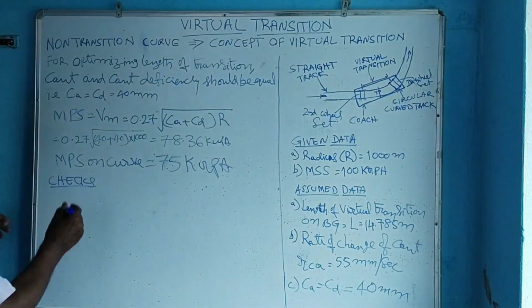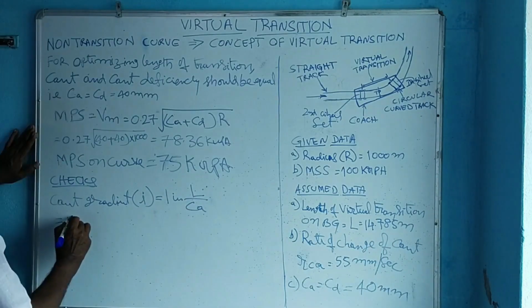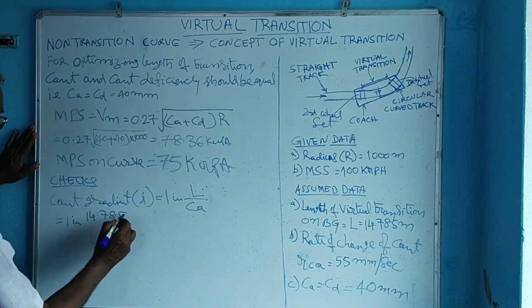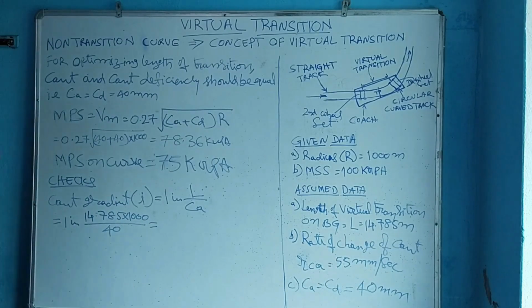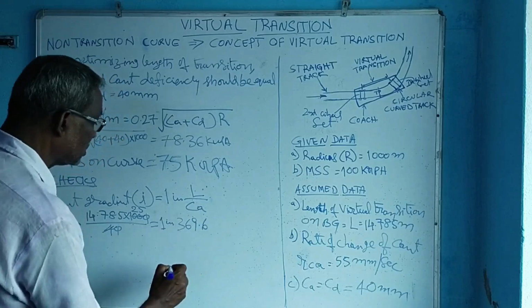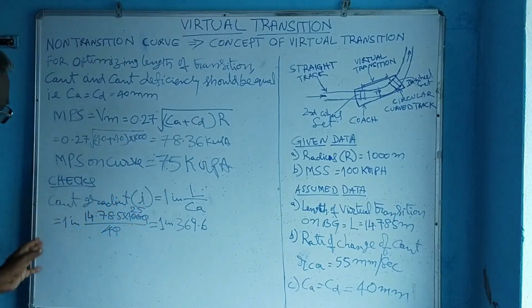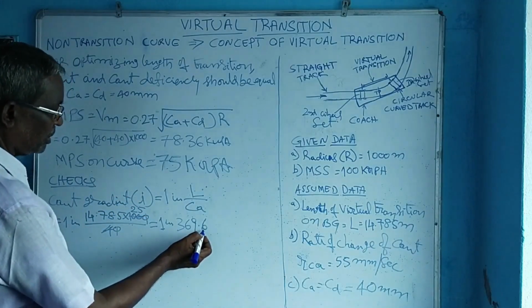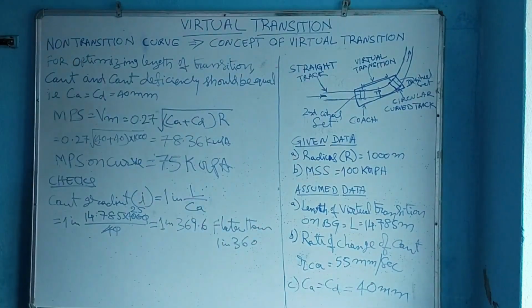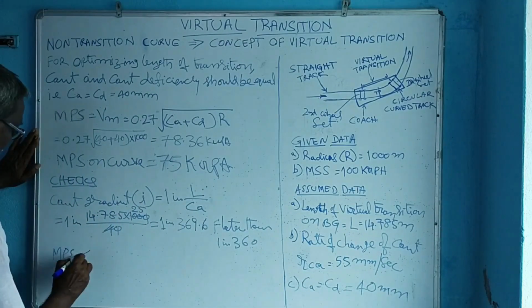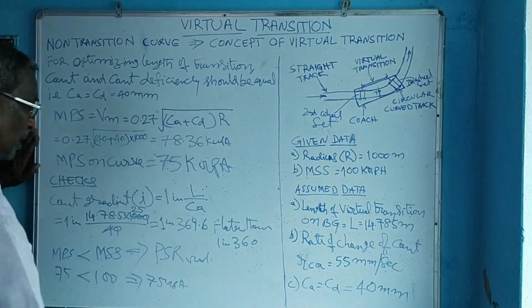Next, the cant gradient is equal to 1 in L by CA, that is 1 in 14.785 into 1000 by CA 40. After simplification, 1 in 369.6. So this is flatter than 1 in 360. Hence it is permitted. MPS is less than the MSS, 75 kmph. Permanent speed restriction required.